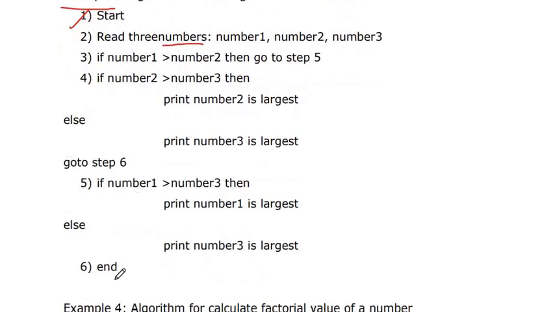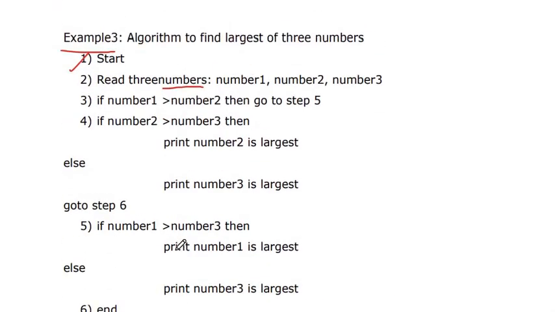Go to step 6 means end. Now let us see step 5. If number 1 is greater than number 3, then print number 1 is largest, else number 3 is largest. This is the algorithm. Now let us see the algorithm with numbers. Read the three numbers.